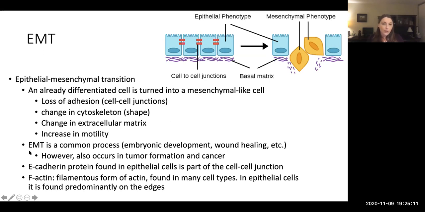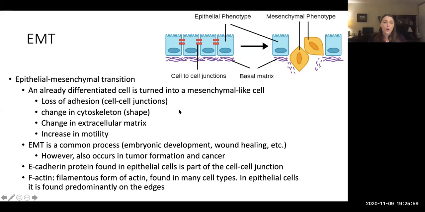Okay, now when we're talking about proteins that we find in the epithelial cells, you have things like E-cadherin, and that is a really important protein in these cell-to-cell junctions. Then you also have F-actin, which is a filamentous form of actin. You know of actin probably from muscles, right? But it's also found in many other types of cells, and particularly in epithelial cells, it's found predominantly around the edges. And this makes sense. These cells need to have that rigid cuboidal shape. So having F-actin as a vital part of the cytoskeleton gives it its shape.